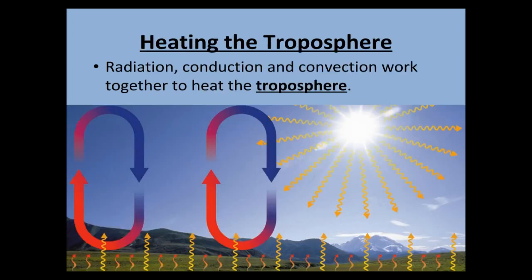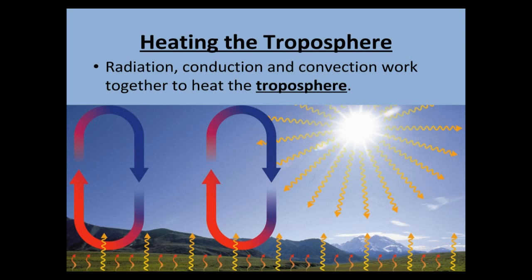Radiation and convection transfer heat energy, and this is what powers the global circulation of the atmosphere and distributes heat through the oceans. Convection is what actually distributes the heat. Now, radiation, conduction, and convection work together to heat the troposphere, where our weather occurs.